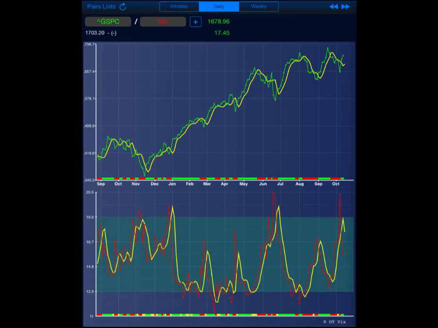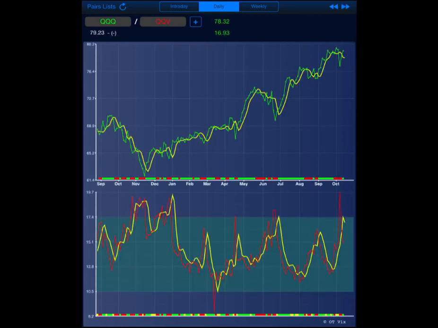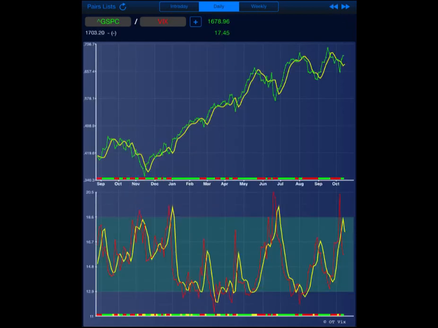Now let's proceed with a brief case study in order to evaluate the effectiveness of this approach. The SPX-VIX pair gave a sell signal for the SPX on Monday, September 23rd. The QQQ-QQV pair remained on a buy signal until Friday, September 27th.